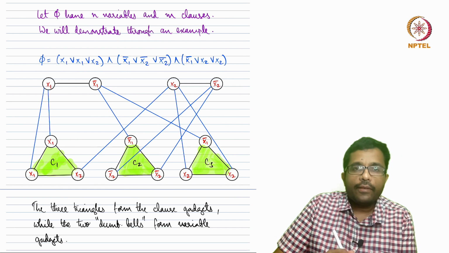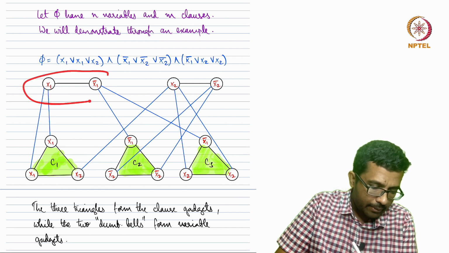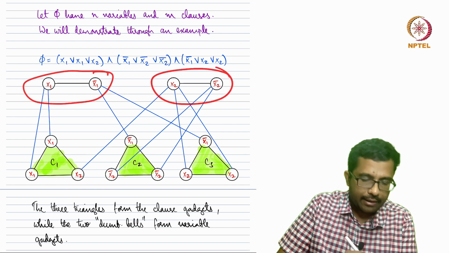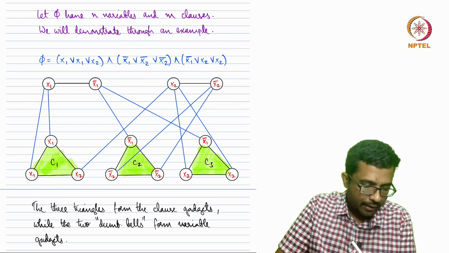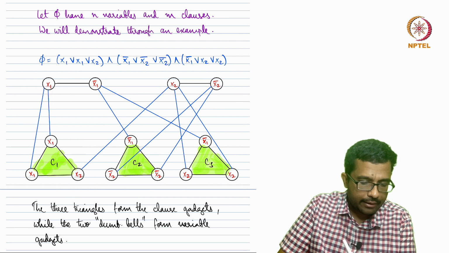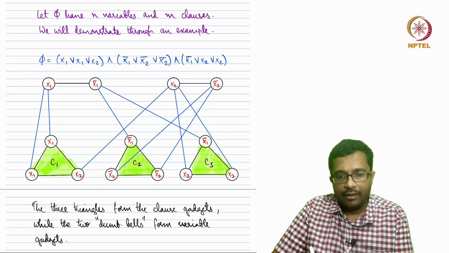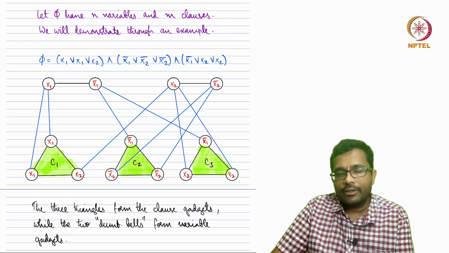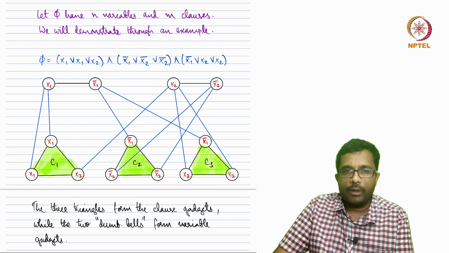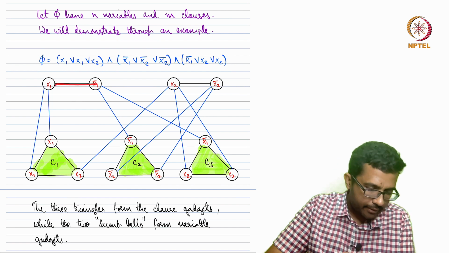And then we have the variable gadget. So this is the variable gadget for x1 and this is the variable gadget for x2. This is even simpler. Each variable gadget consists of 2 vertices, x1 and x1 complement, here x2 and x2 complement, and they are adjacent. They are connected by an edge. So the variable gadget for xi contains 2 vertices, xi and xi complement, connected by an edge.